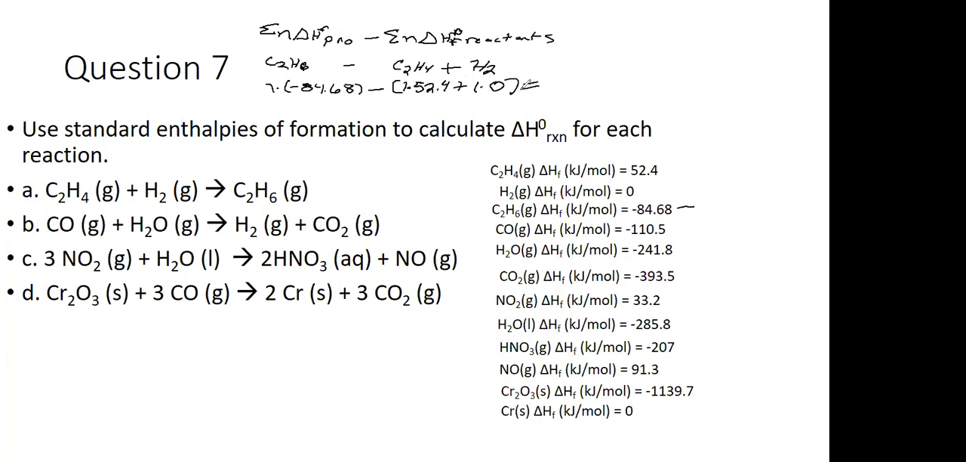So all I'm doing is negative 84.68 minus 52.4. That is negative 137.1 kilojoules per mole. That is the delta H reaction for question 7A. Any questions about how I did A there?